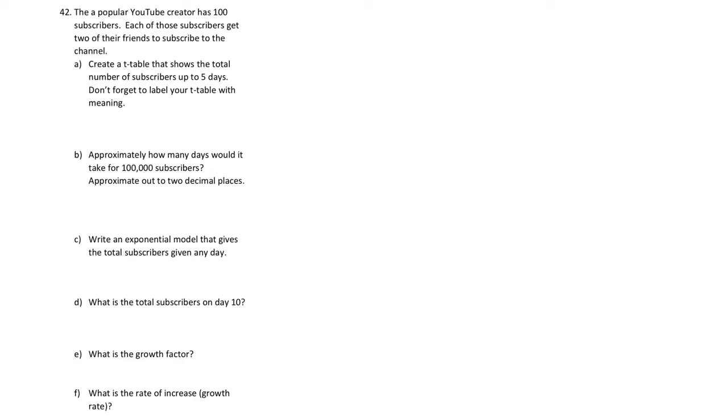Okay, so number 42. A popular YouTube creator has 100 subscribers. Each of those subscribers get 2 of their friends to subscribe to the channel every day. Create a t-table that shows the total number of subscribers up to 5 days. Don't forget to label your table with meaning. So that means our table is going to be days and then total subscribers.